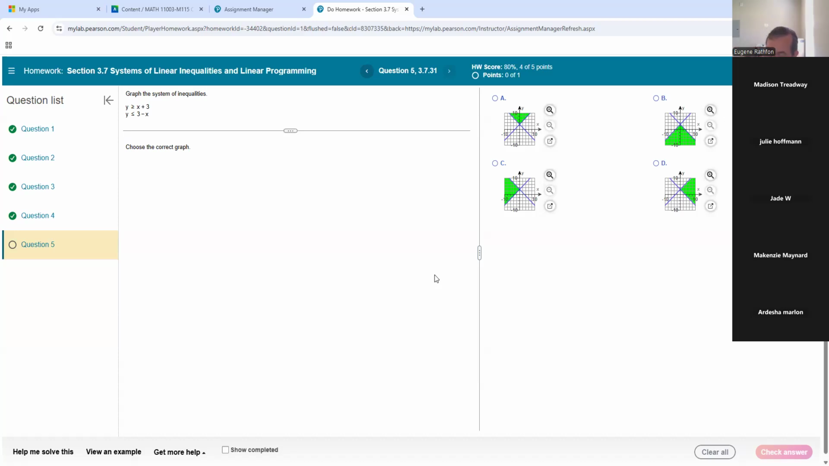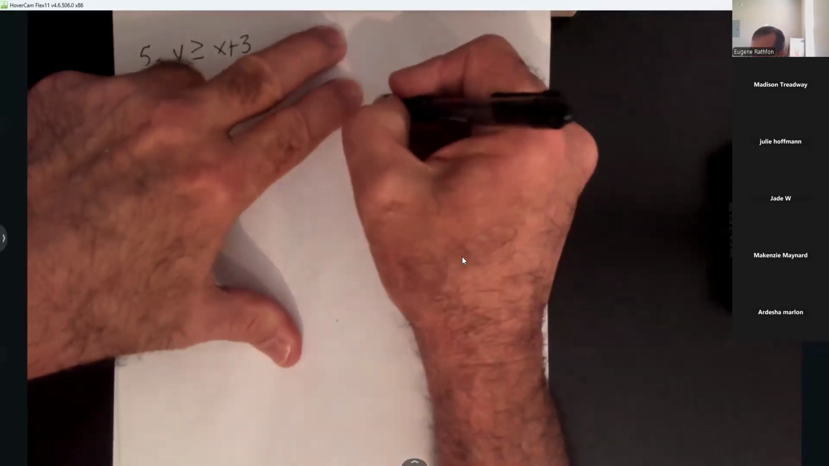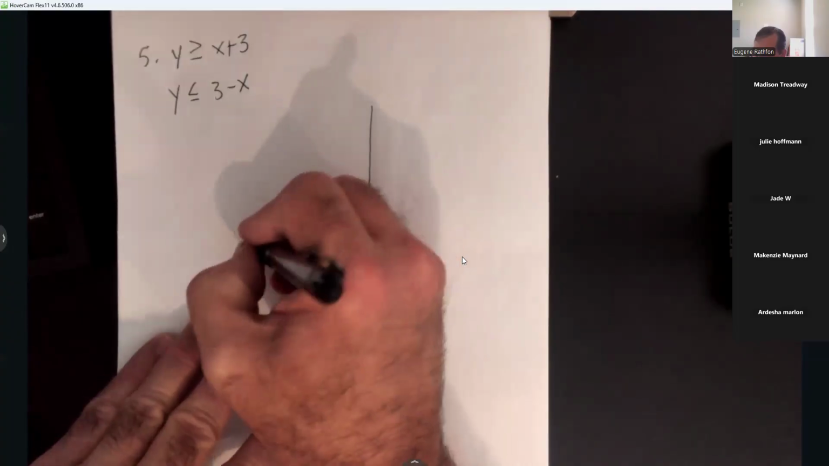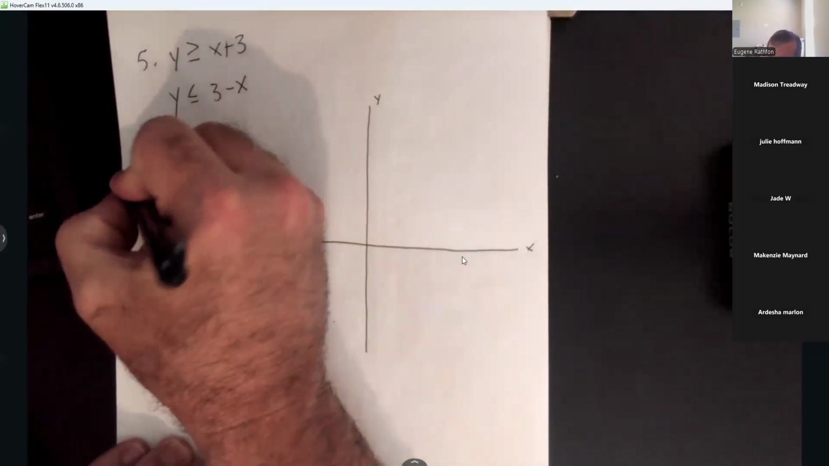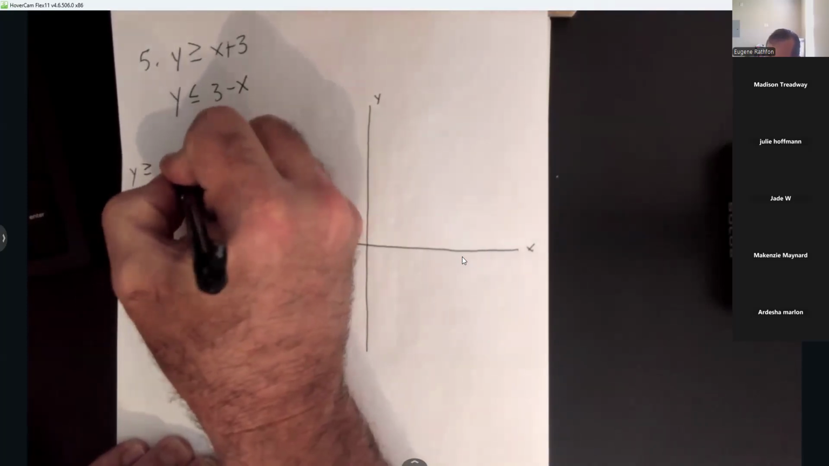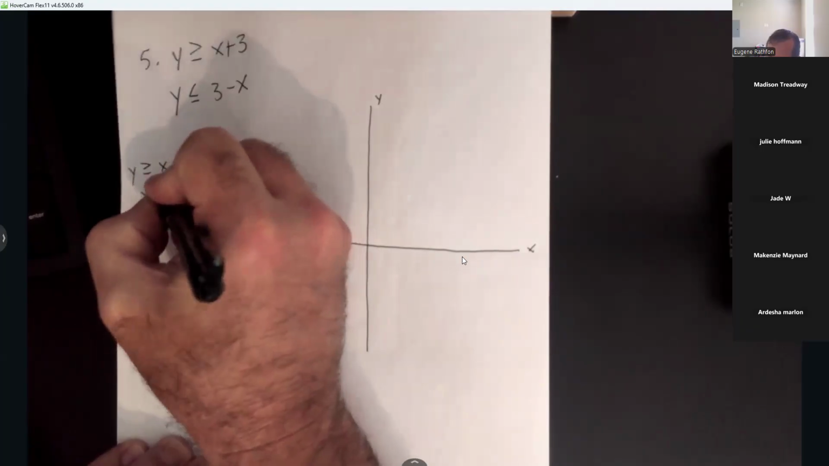All righty, so let's use their numbers, y'all. So we got y is greater than or equal to x plus 3, and y is less than or equal to 3 minus x. So look at these four pictures. It's definitely going to be easy to tell on their problem, okay? So y'all, let's go here, and we're about to graph this thing real quick. So let's start with the y greater than or equal to x plus 3.